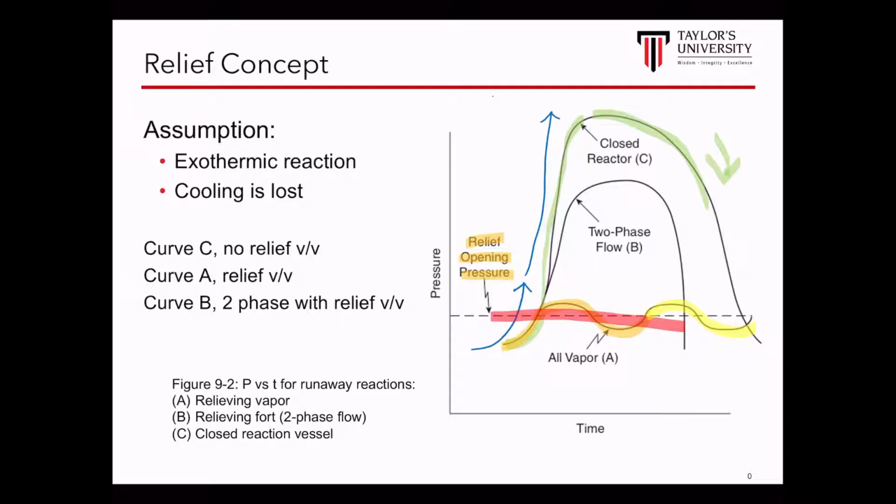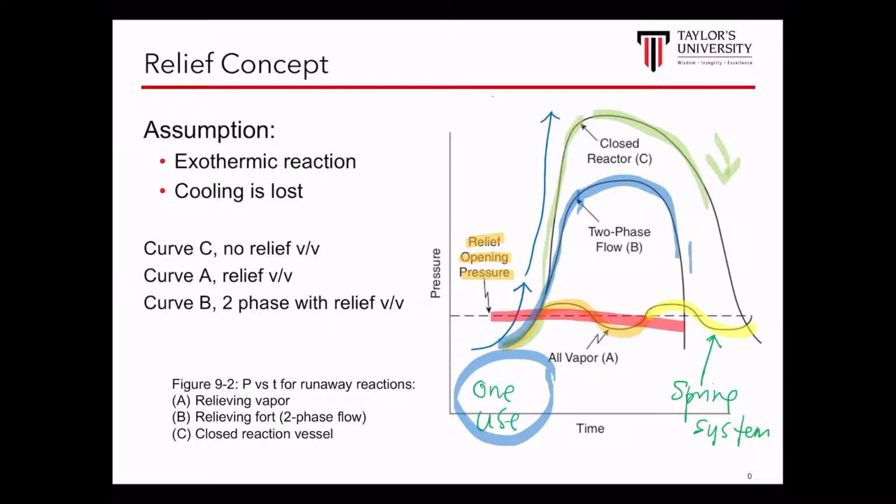However, if we have a relief device that is a one-time use relief device, meaning what we had here just now, this particular one, is perhaps a spring system. If we have a one-time use system, we may have set the relief opening at a higher pressure. So this is where you have an increase of pressure, and when it hits certain pressures, the one-time use relief valve will burst open and all your chemicals will then be released and it comes back down.